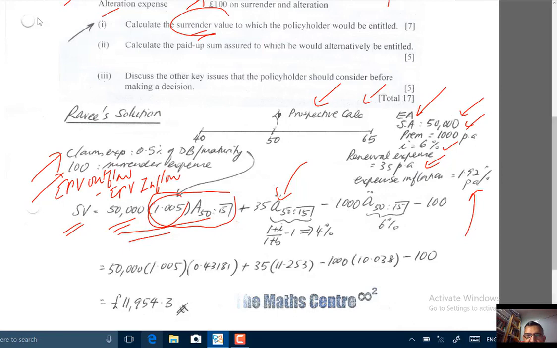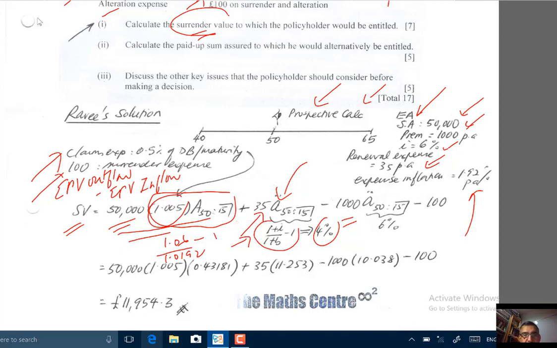Be careful, this one is calculated at 4% because our interest rate combines with our inflation rate. Remember this formula, 1 plus i over 1 plus b, minus 1, so it'll be 1.06 over 1.0192 minus 1, you will get 4%. So this is worked at 4%, this is worked at 6%, and then we have your premium. Remember, this is your outflow.